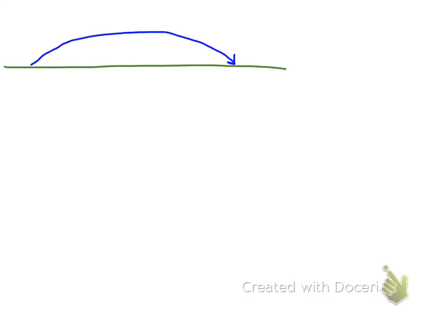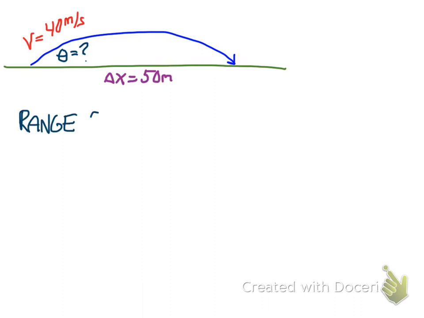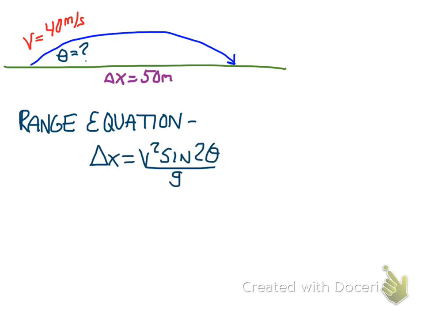Let's say that you have a kick that goes through the air, and you know the initial velocity is 40 meters per second, and the kick ends up landing 50 meters away. And we want to know what was the angle that it was kicked at. Well, we can do this by using the range equation. The range equation relates the distance it traveled with the initial velocity and angle.